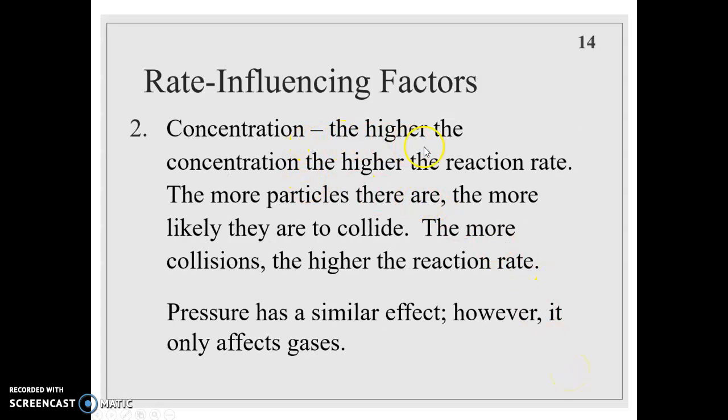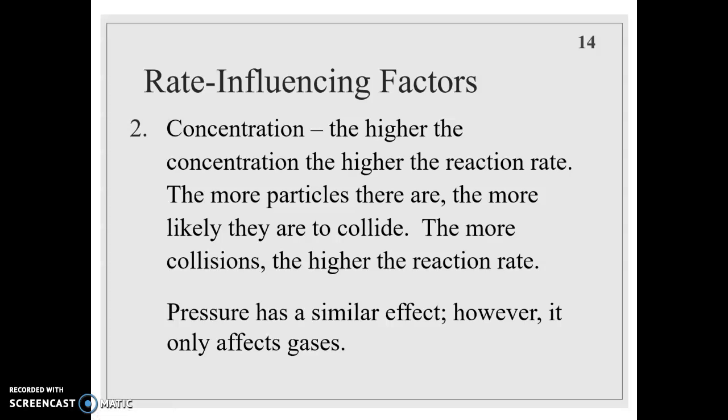When it gets really hot, then the reaction rate of that fire is much faster. Alright, concentration also affects the rate of reactions. So the more concentrated the solution, usually we talk about concentration in terms of solutions, sometimes with gases, but usually with aqueous solutions in chemistry. So basically, the more particles are dissolved, the more likely they are to collide, and the more collisions, the higher the reaction rate.